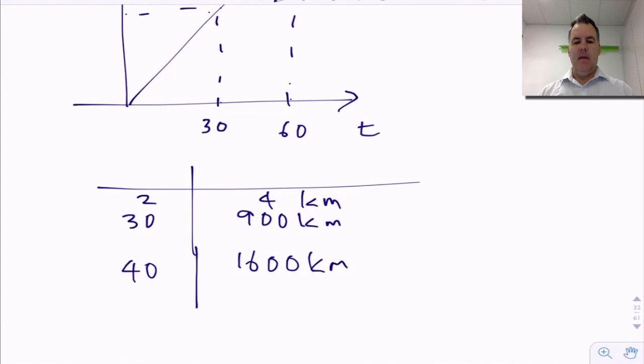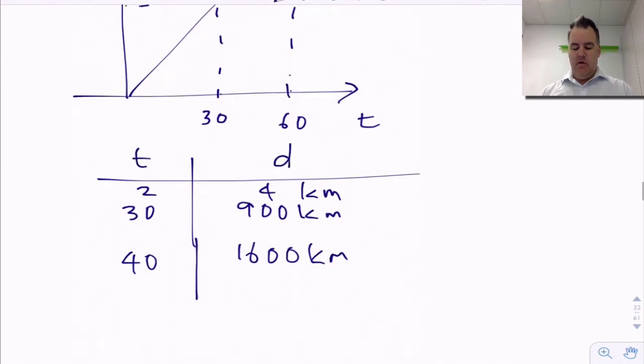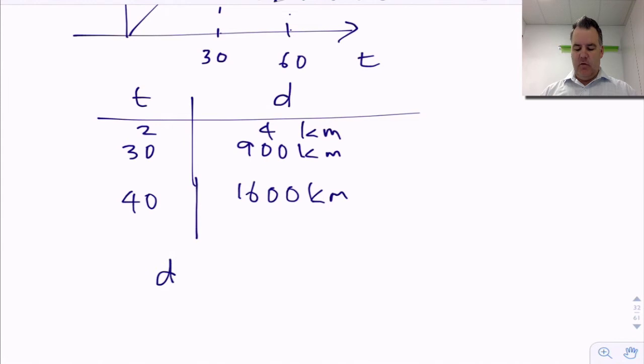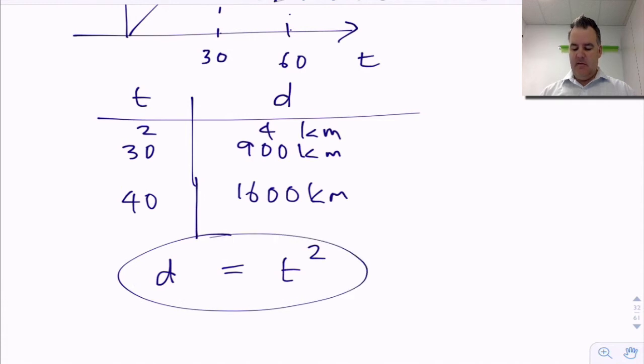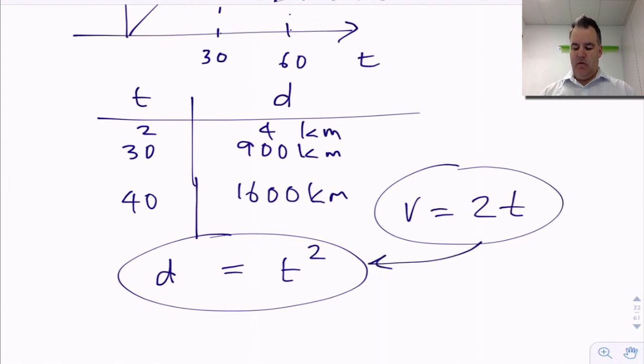And pretty soon, you can start to see a pattern forming in these things. Okay, so this is time and this is the distance travelled. You could see that the distance travelled is always the time squared, right? And that is the case. If your velocity is always 2t, then the distance you've travelled is t squared. Now that was a really big breakthrough.